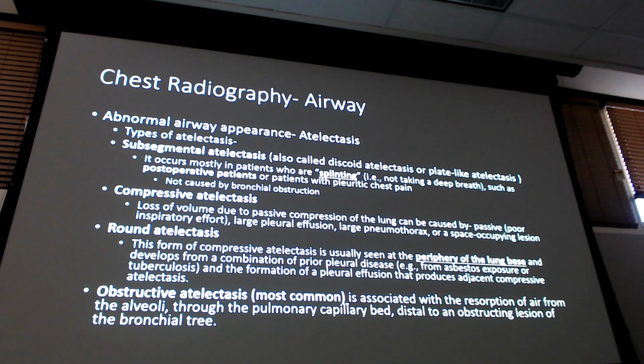Most of it is obstructive because of just the nature of how it works. It's really what I need you guys to know. You can have subsegmental, and I'll show you a couple of pictures of that. That's going to be a really small area, but most of it is obstructive.